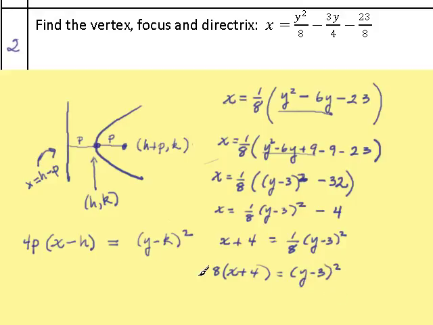All right, that's of this form, so 8 is 4p. 4p is equal to 8, so p is equal to 2. All right, and then here we have the vertex. The x-coordinate is minus 4, and the y-coordinate is 3.